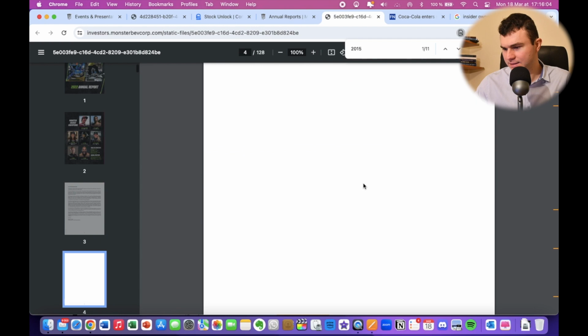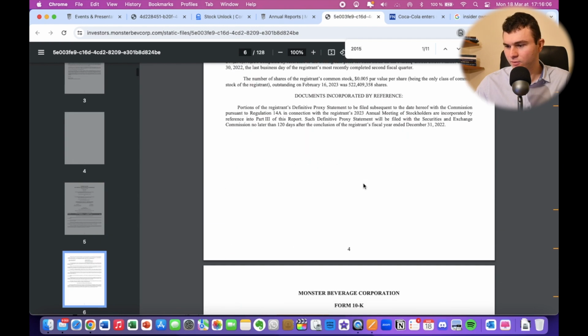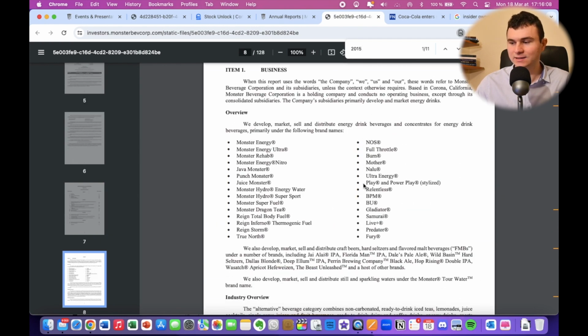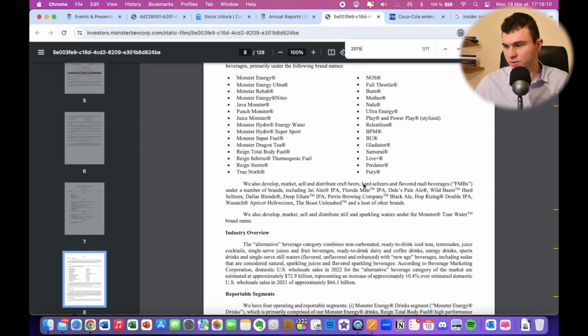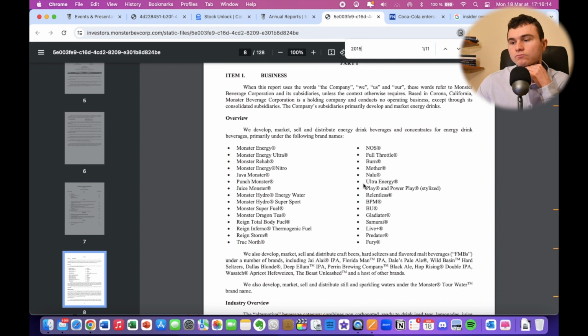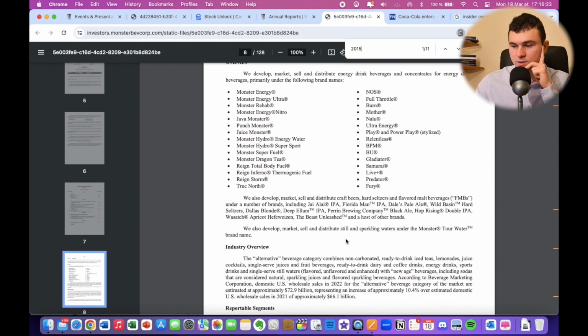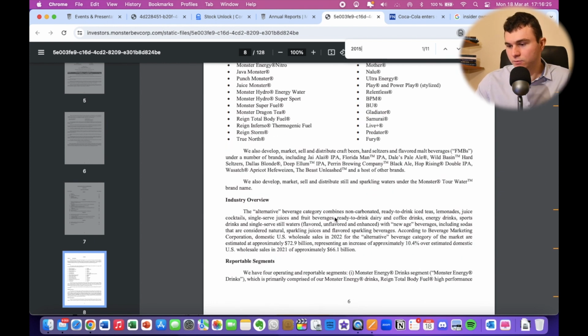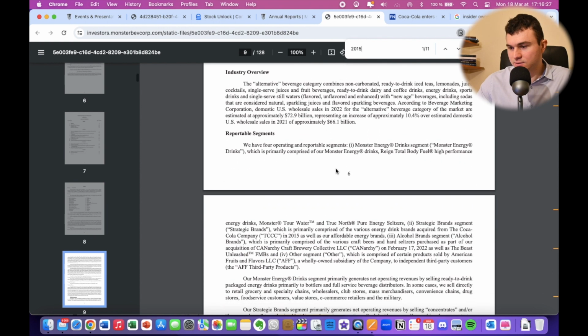And let's see, you have all the information you need, but it's quite technical. For beginners, I would not advise going deep into the annual report, because it's an official document. You have what the business is about, the overview of the different products, the industry overview, the different segments.